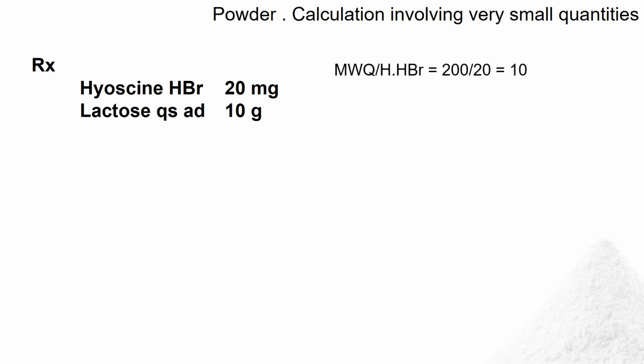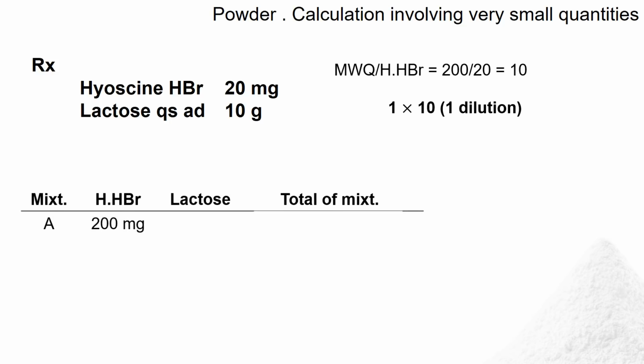So first, you take the MWQ to be divided by the small quantity ingredient, and in this case it is hyoscine hydrobromide. So 200 divided by 20, you get a number of 10. So we can do one dilution with the ratio of 1 to 10.